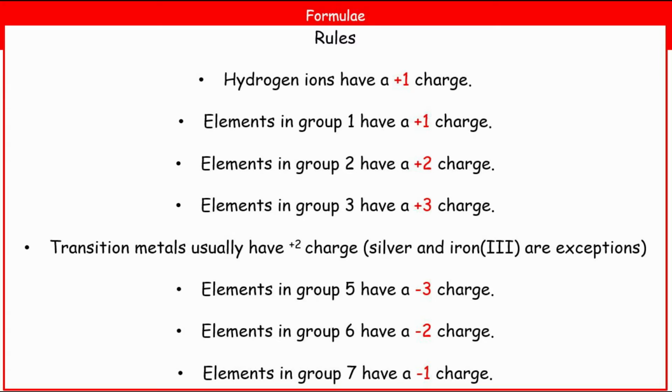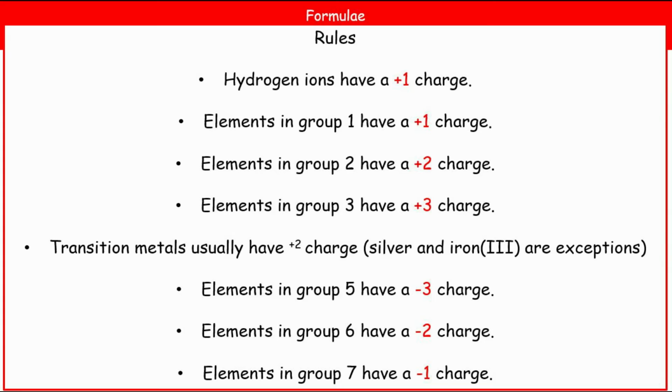Let's make sure we've got all those right then. Obviously, tick any you've got right, any you've got wrong, make sure you correct them, because if you've got this set of rules, it's going to be immensely useful to you throughout chemistry. So, first one, hydrogen ions have a +1 charge. Elements in group 1 have a +1 charge. That's because both of those are going to lose 1 electron to form the ion. If they're in group 2, it's a +2 charge, and group 3 elements have a +3 charge.